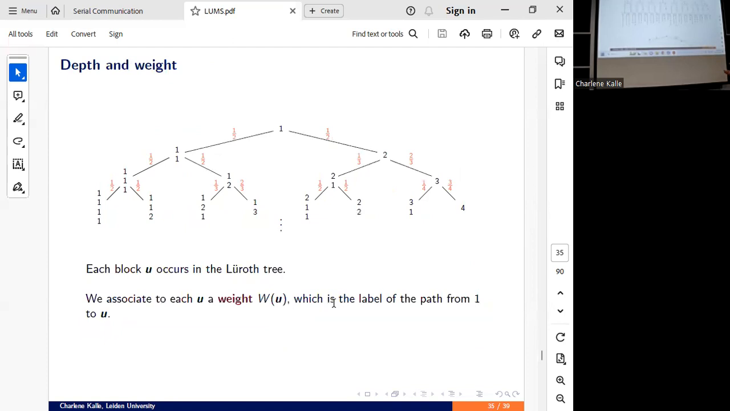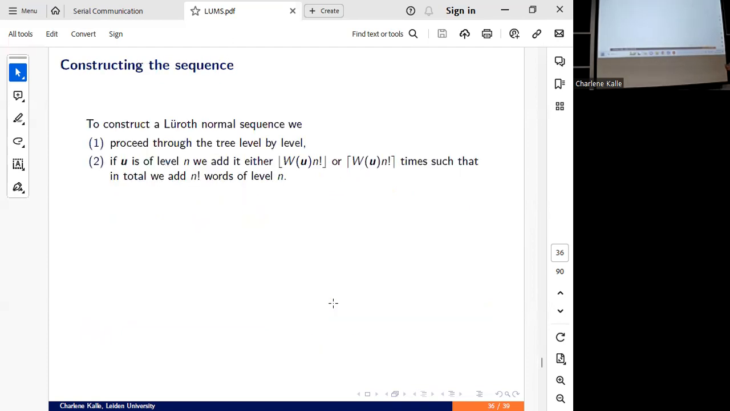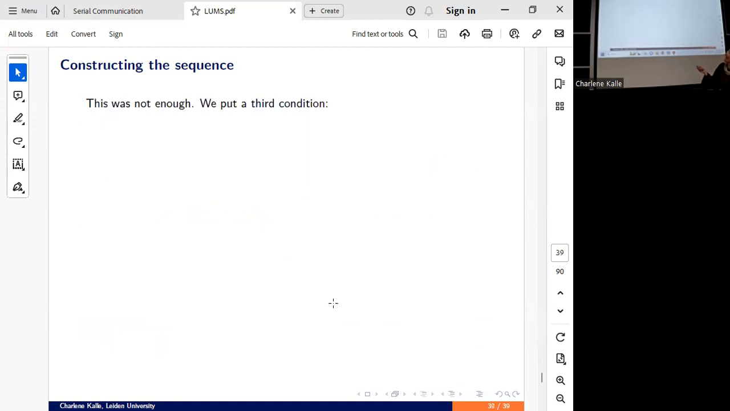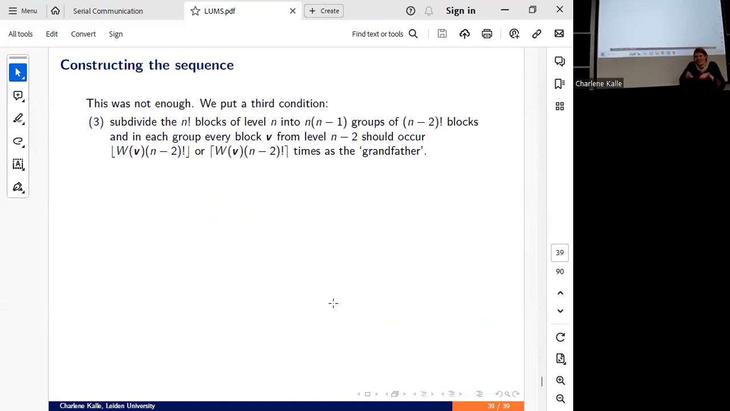So we first take all the words of level n, and we make n factorial copies of them, and then we put them there. After you've done that, you have a very good understanding of what is in your number. So we found a subsequence where we had good convergence. At the beginning we were happy, and then we found that it was not enough, because we could find other subsequences that do not converge to the right frequency. So that's why we had to add this third condition to make sure that this subsequence would also behave nicely.